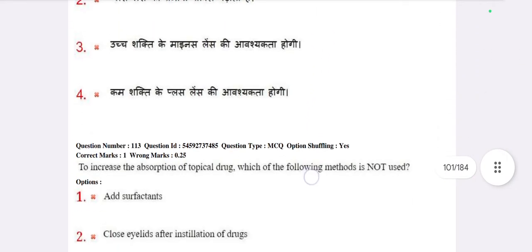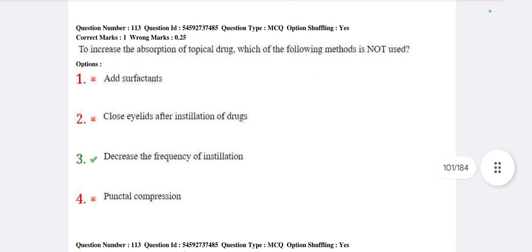Next question is, to increase the absorption of a topical drug, which of the following methods is not used? Add surfactants. Second, close eyelids after instillation of drugs. Third, decrease the frequency of instillation. Fourth, punctal compression. Correct answer is decrease the frequency of instillation.